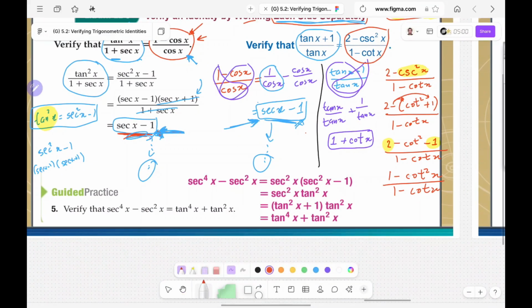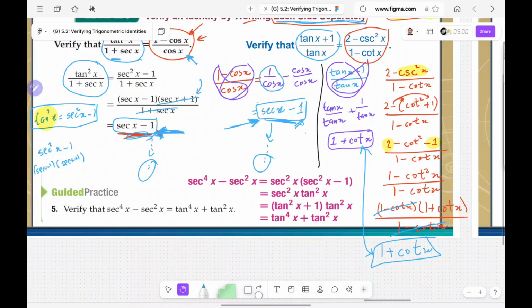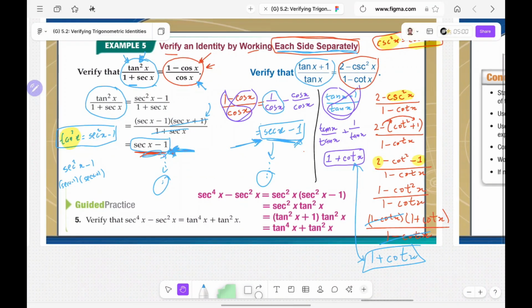Now you know that the numerator is a difference of two squares. So it will be 1 minus cotangent x times 1 plus cotangent x, all over 1 minus cotangent x. So now let's cancel the like terms. Cancel this, and remain 1 plus cotangent x. So do you see now both of them reach the same result? This is how we can verify from both sides.